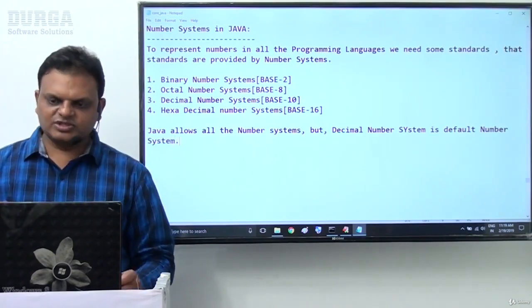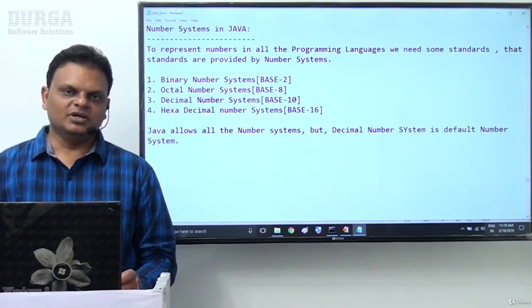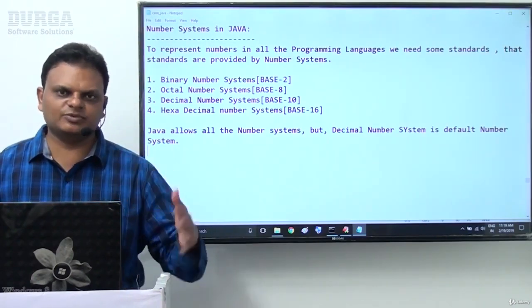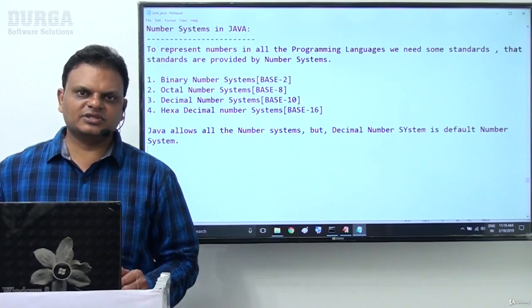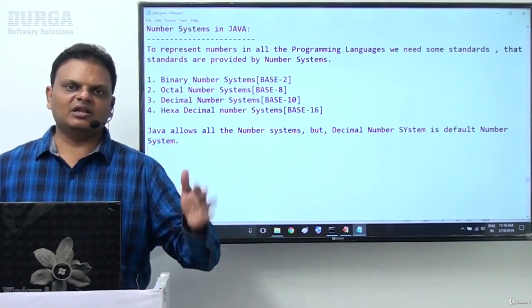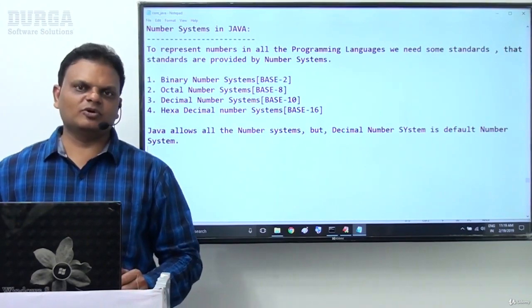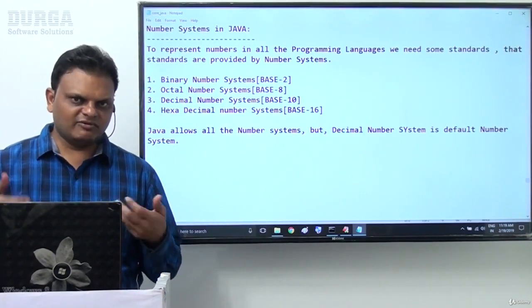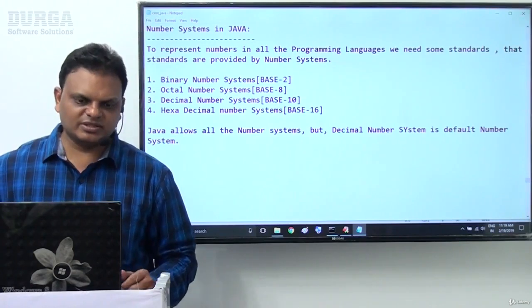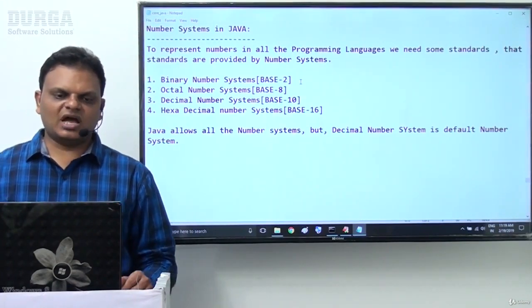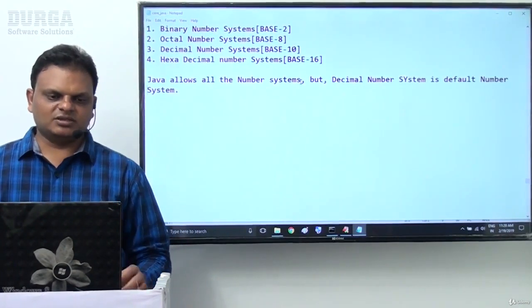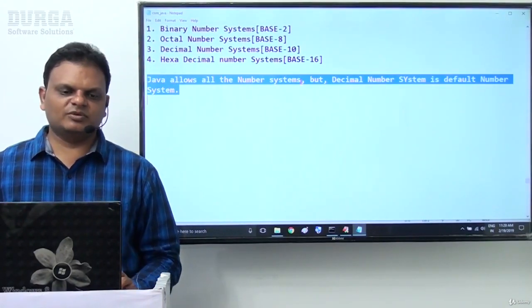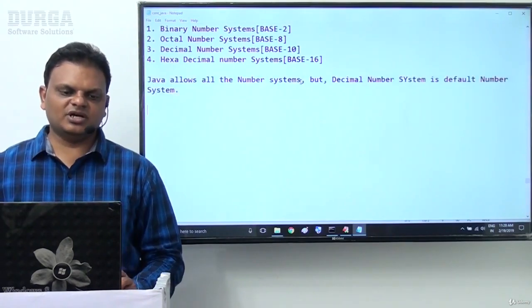Why is the decimal number system the default number system in Java? In the outside market and environment, all calculations are done in decimal only. All numbers in any domain or field are represented in decimal in general. So Java follows the same context, and Java has the decimal number system as the default number system. Java allows all the number systems, but the default is the decimal number system.